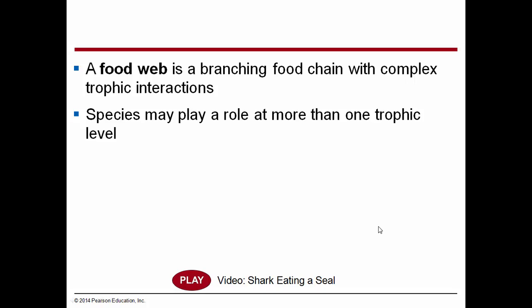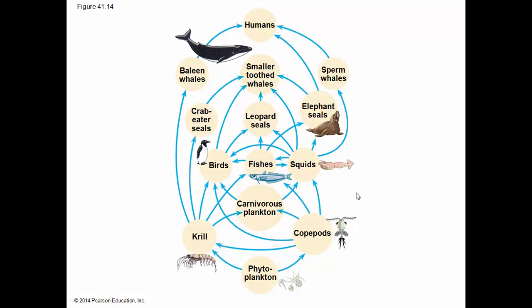A food web is a branching chain with complex interactions. Species may play a role at more than one trophic level in a food web. So a food web is a more realistic example than a food chain. A food chain just shows you basically the direction of the food energy through the system, whereas a food web shows you what's happening on a more complicated and accurate level.